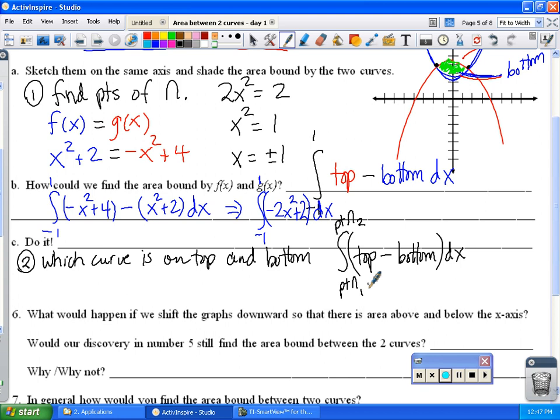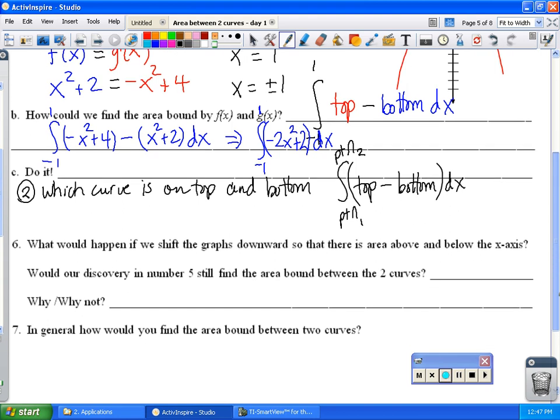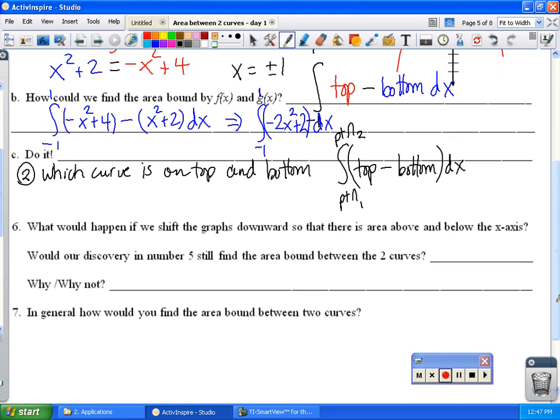dx every single time. Now the next question that you see on number 6 is, what would happen if we took these two graphs that we have right here and we shifted the graphs down so that there is area above and below the x-axis? And in class I'm going to let you guys actually do that and kind of play around with it. The question is, would our discovery in number 5 still find the area bound between the two curves? The answer is yes. It really does not matter where the curves are graphed or if there's positive area or negative area. By doing this process, you will get the area that's enclosed between the two curves.